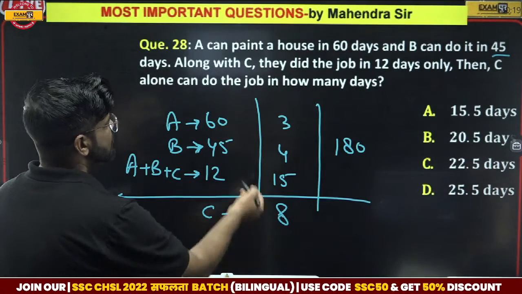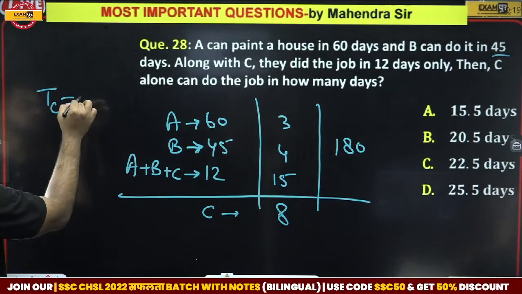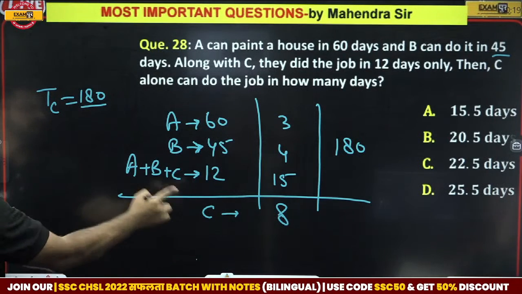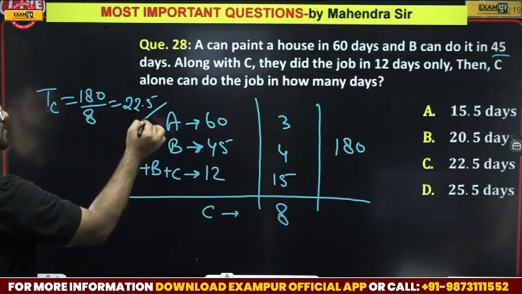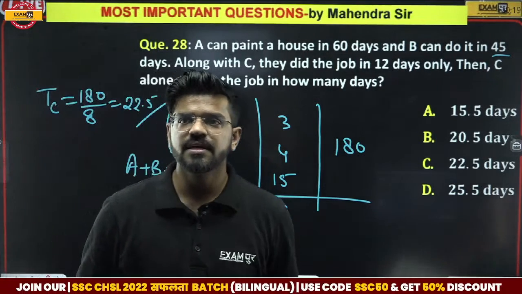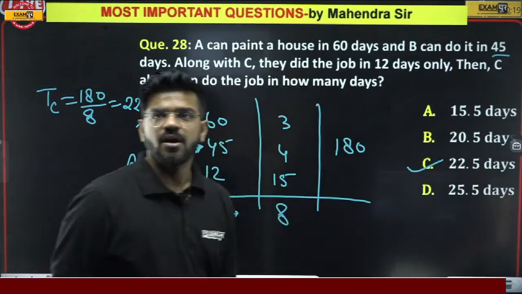That means 8 was eaten by C only. So what is the time period of C? You know the time period of C is nothing but total work upon efficiency. 22.5 will be the answer. Absolutely correct. Option number C.